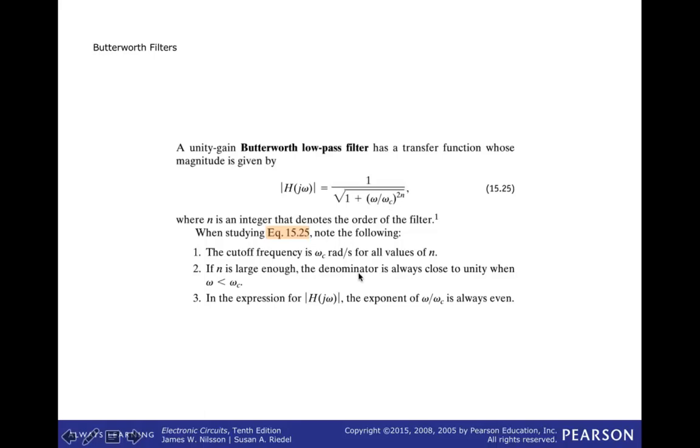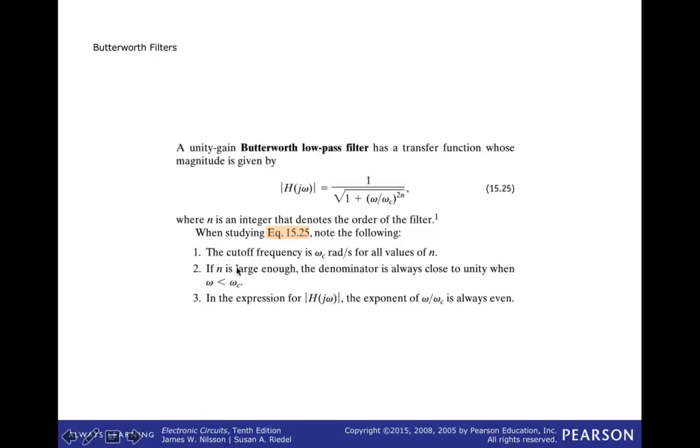Secondly, if n is large enough, then the denominator is always close to 1 when omega is less than omega c. Now, why is this significant? This is significant because as this ratio gets less than 1, we are in the passband region. And of course, a number less than 1 raised to a power gets closer and closer to 1 the higher the power it's raised to. Or a number that's close to 1 as it's raised to a higher and higher power basically gets smaller. So this is going to be 1 over 1, which means the denominator is close to 1.